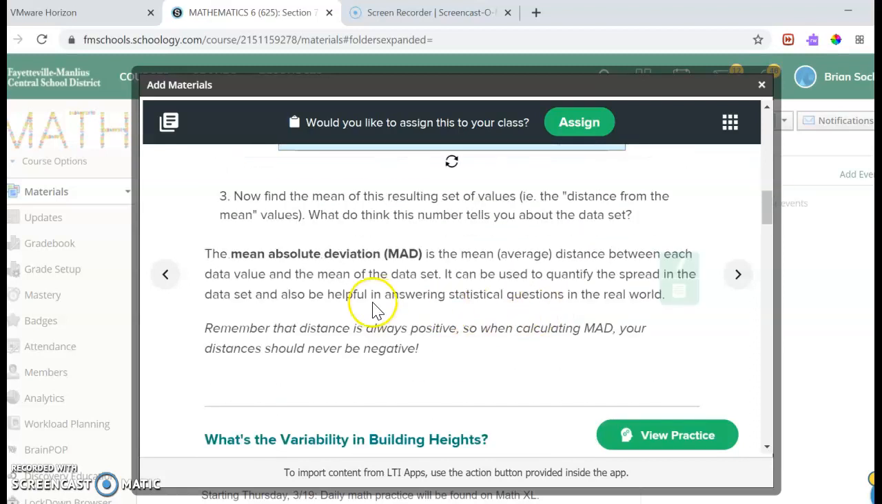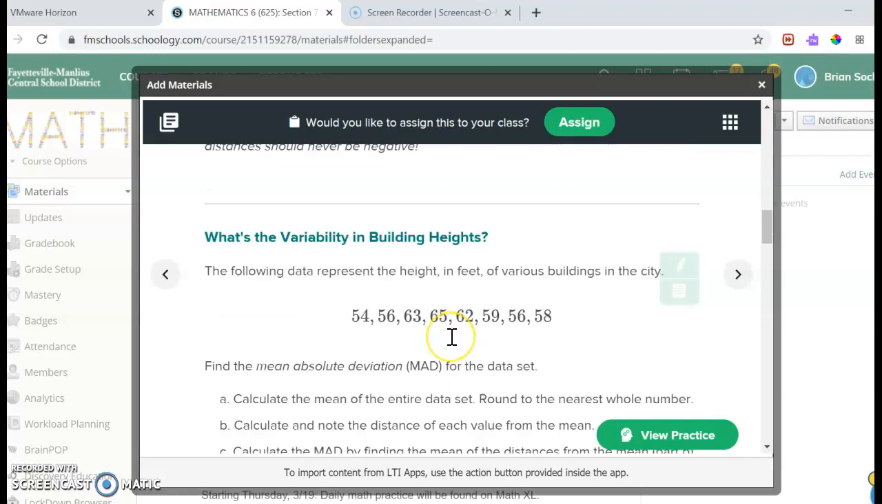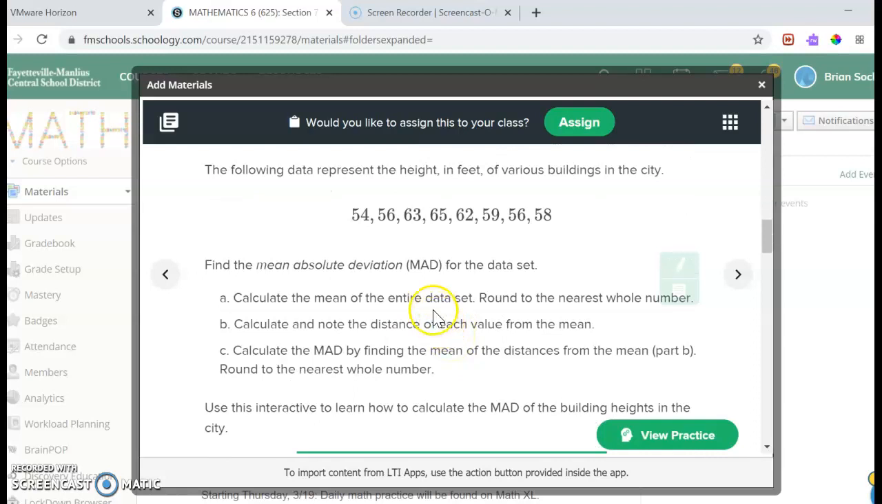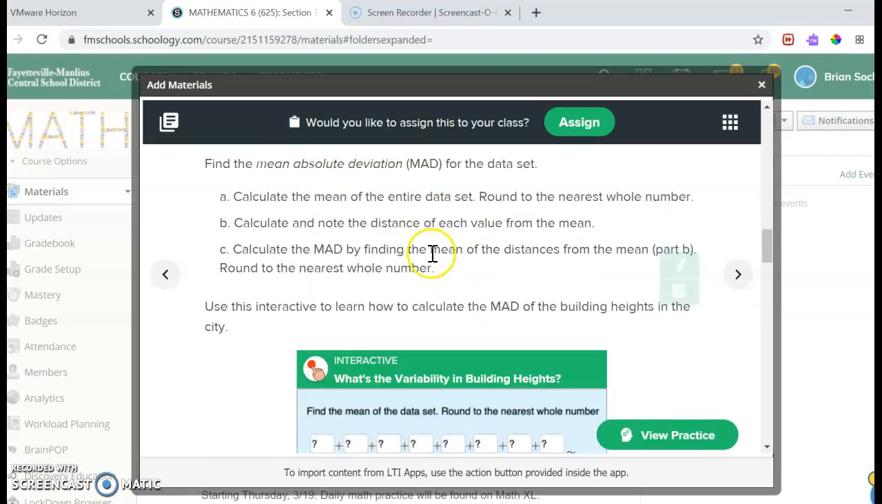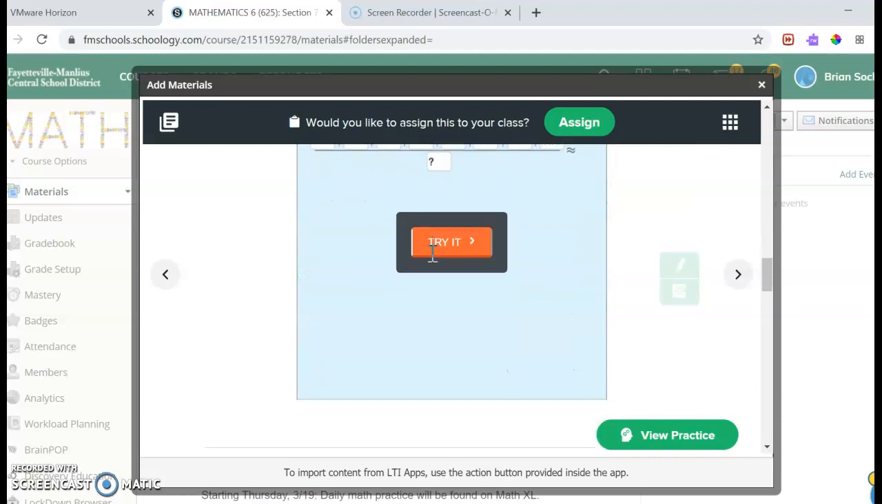And then from there, you're just going to read through this. Remember that distance is always positive. So in calculating MAD, your distances should never be negative, what I just talked about. All right? And then you're going to continue on and calculate the MAD, find the mean absolute deviation. Okay?